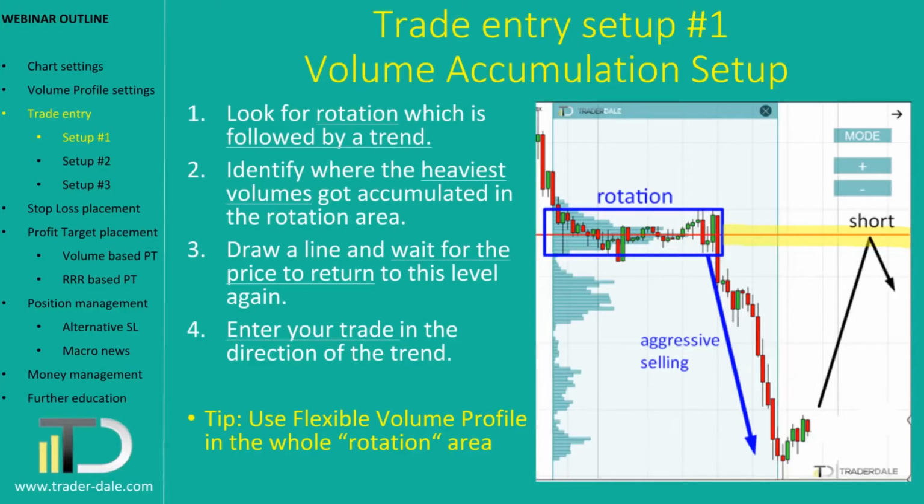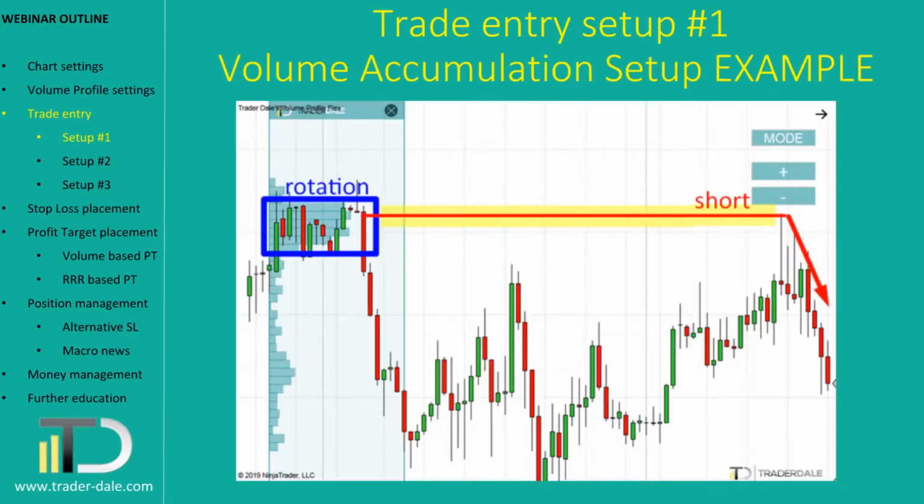Let me show you one more example of this setup. So again, you can see the rotation, which is followed by a strong selling activity. I used the flexible volume profile to look inside this rotation. I draw a red line from the place where the volumes were the heaviest. I waited for a pullback and I went short from this red line. I went short at the first touch.